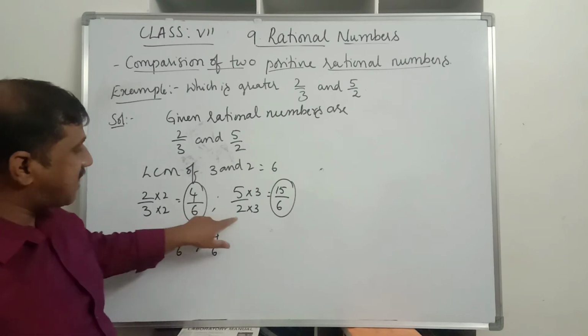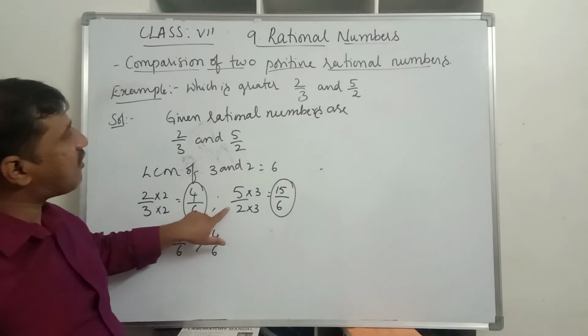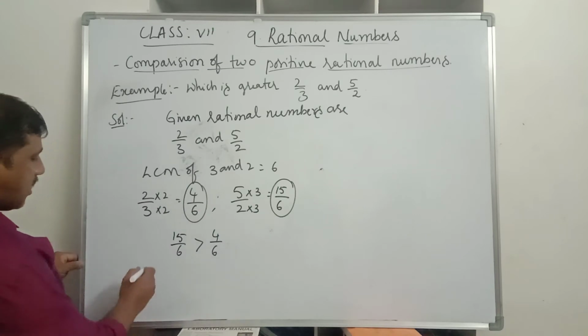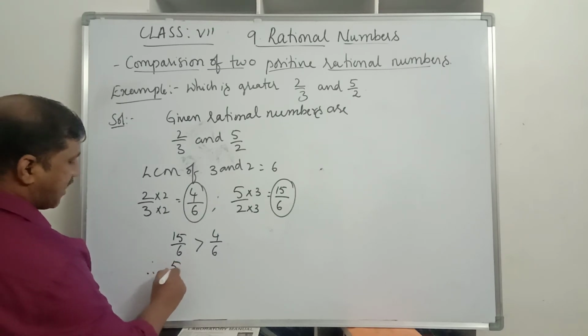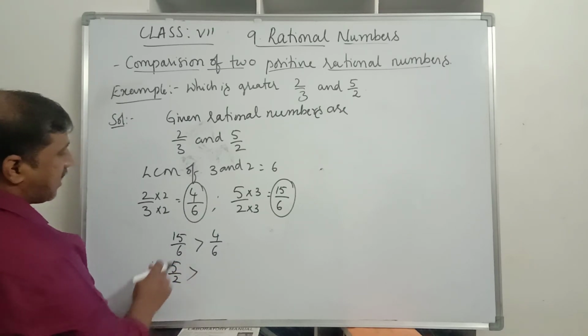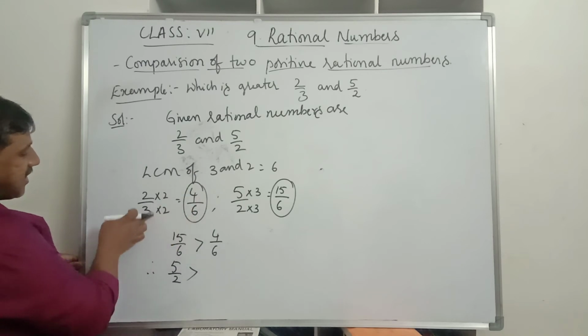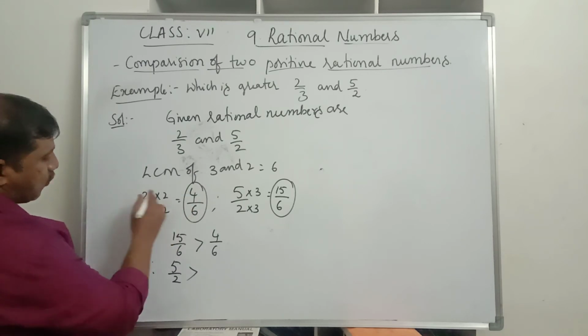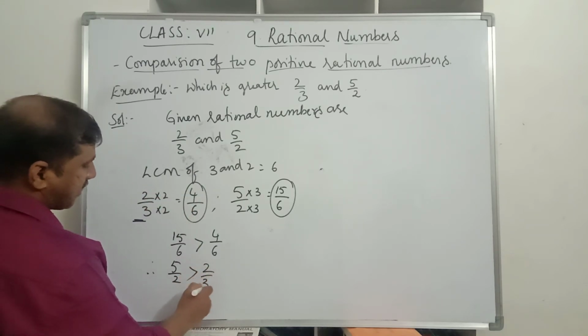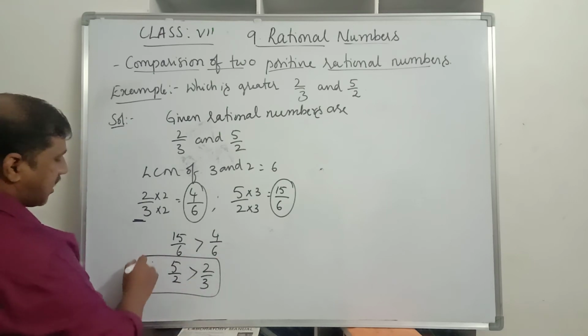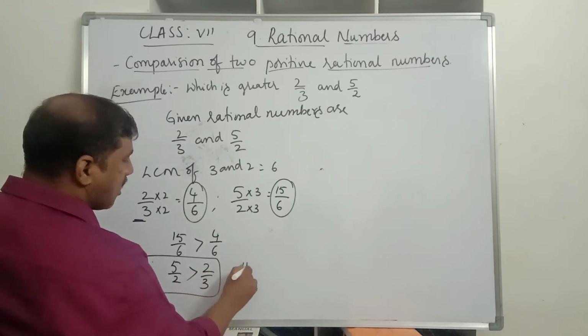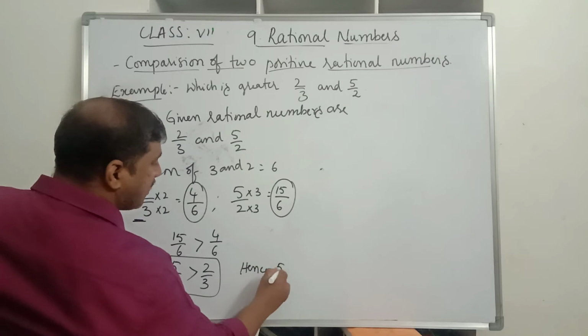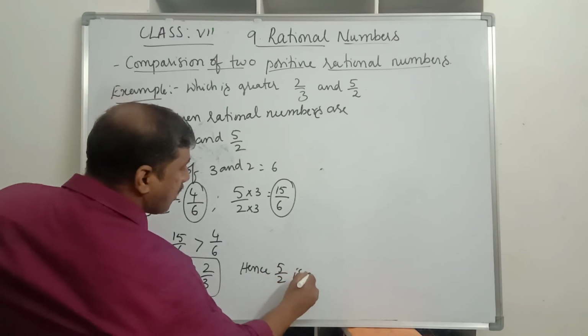15 by 6 is representing which rational number? In the question it is 5 by 2. Therefore 5 by 2 is greater than 4 by 6, which is representing which rational number? It is 2 by 3. 5 by 2 is greater than 2 by 3. Hence 5 by 2 is greater.